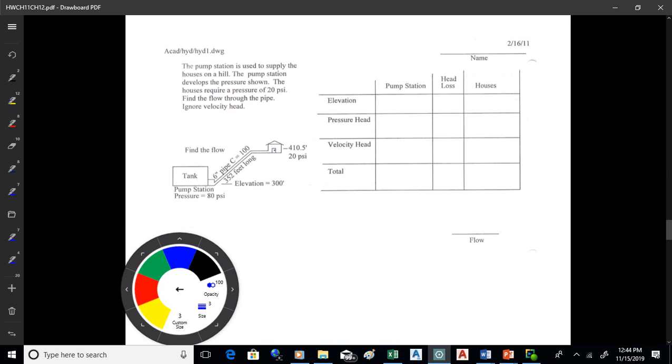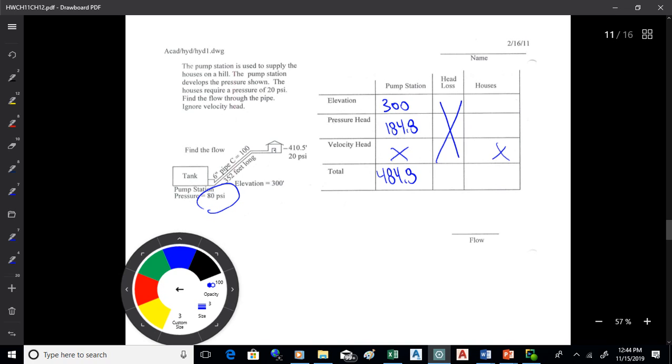Okay, pump station there, 80 psi. Now this one is one of those deals where we're going to have to find the flow on this one. Okay. So 80 psi, so you've got 300 feet of elevation. You've got 184.8, which is 80 psi expressed in feet. We're going to ignore velocity head. We're going to get 44.8.